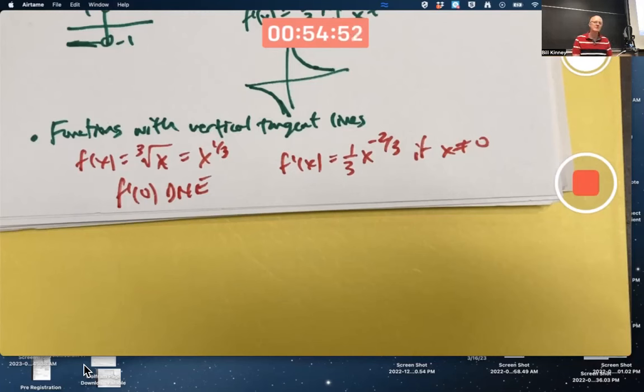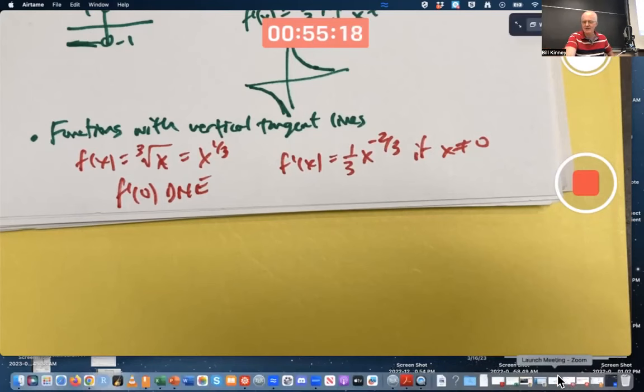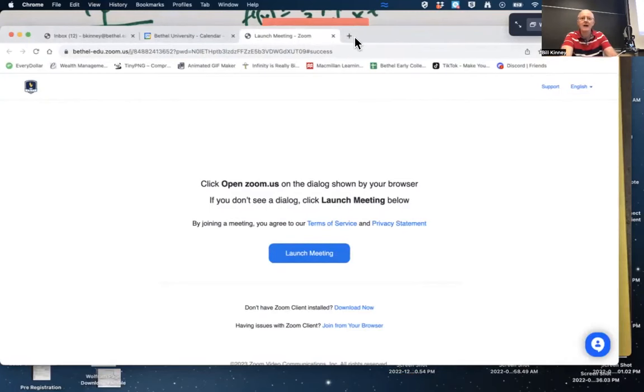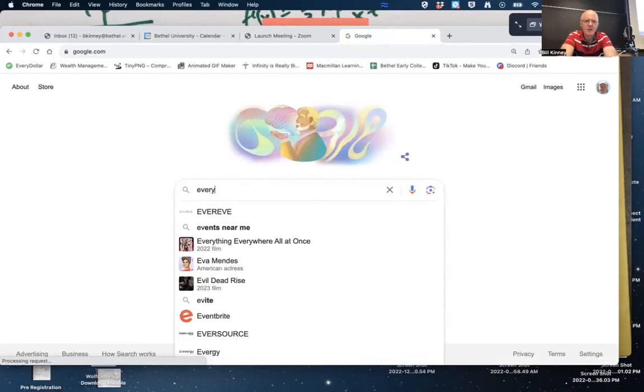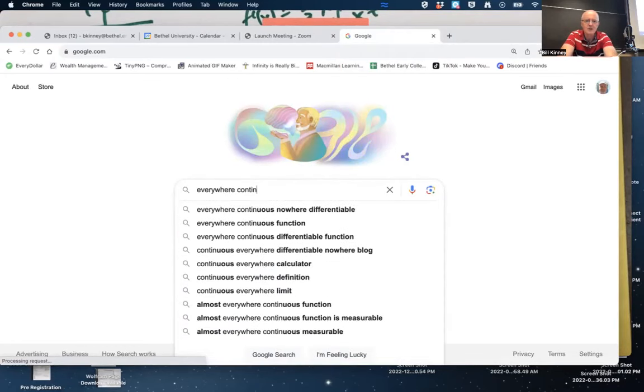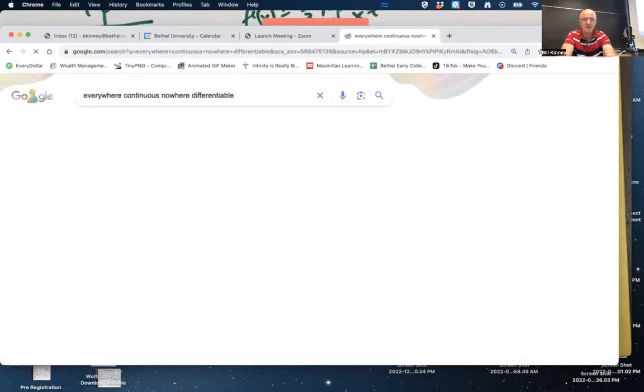There are even functions. I'm not using the word even in the usual meaning of the word there. There are also functions, this is the most amazing thing, that are continuous everywhere. You might say you can draw the graphs without picking up your writing utensils, but differentiable nowhere. Can they be graphed? Google, give me an example of an everywhere continuous, nowhere differentiable function.